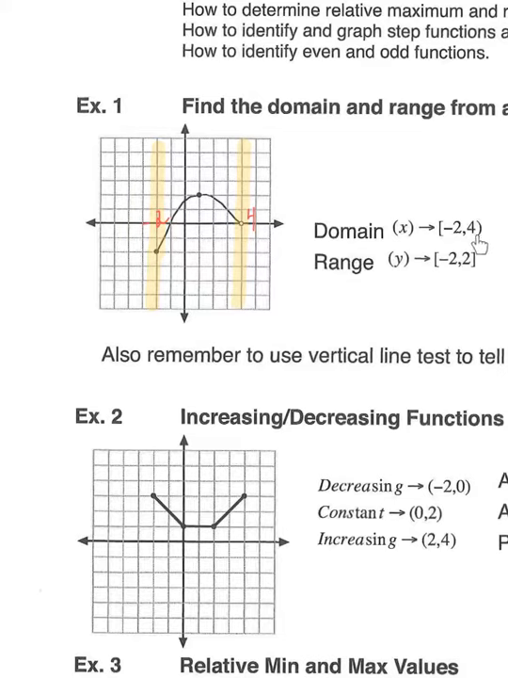Now the brackets and the parentheses. You might want to write over here to the side that an open circle means that you're going to use parentheses. A closed circle means that you're going to use brackets, either right or left brackets. It depends on whether it's a starting or an ending point.